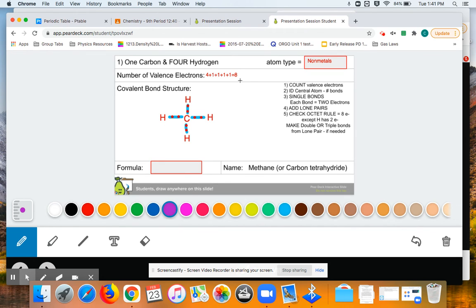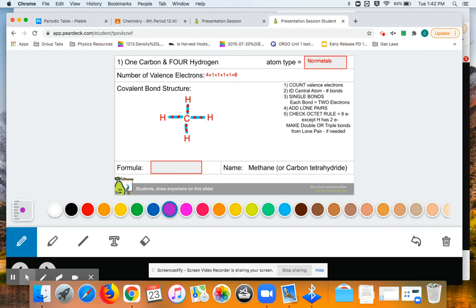If this number was an 8, pretend this number was 12. Okay? At this point, I have 8 drawn. I would add 4 more because I have 8 drawn and I need to get to 12. Okay, but that's not the case for us. But that would be why you would add them, so that your number of valence electrons matches how many you have drawn. So I'm going to erase that.